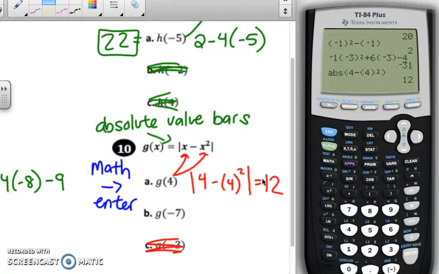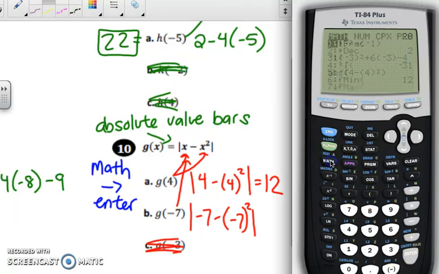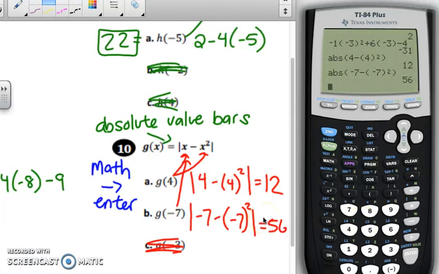Okay, so now let's input this -7 in here as well. So you'd have the absolute value bars with a -7, subtract -7 in parentheses because it's squared. I'll give you a second to do that. Again, you go math over enter. So -7 subtract parentheses -7 squared would give us 56. Okay.